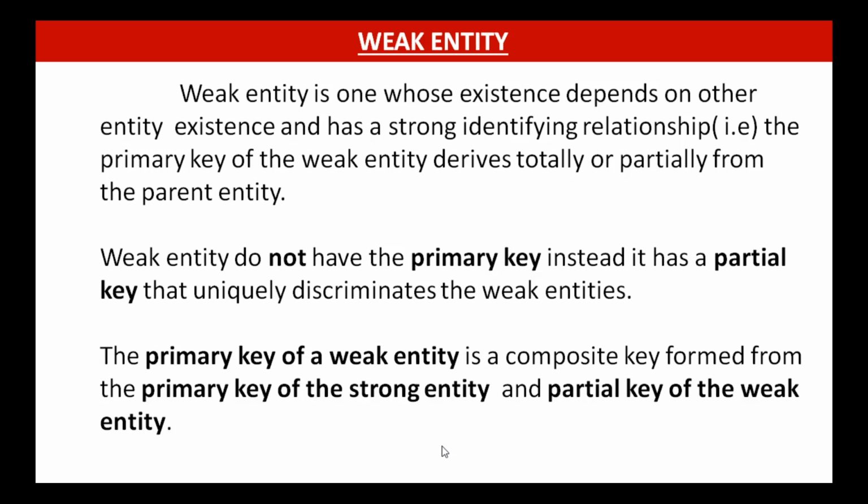The primary key of the weak entity is a composite key formed from the primary key of the strong entity and the partial key of the weak entity. What does it mean? What is a composite key? A composite key is a key composed of more than one attribute. It's also a primary key which is composed of more than one attribute.